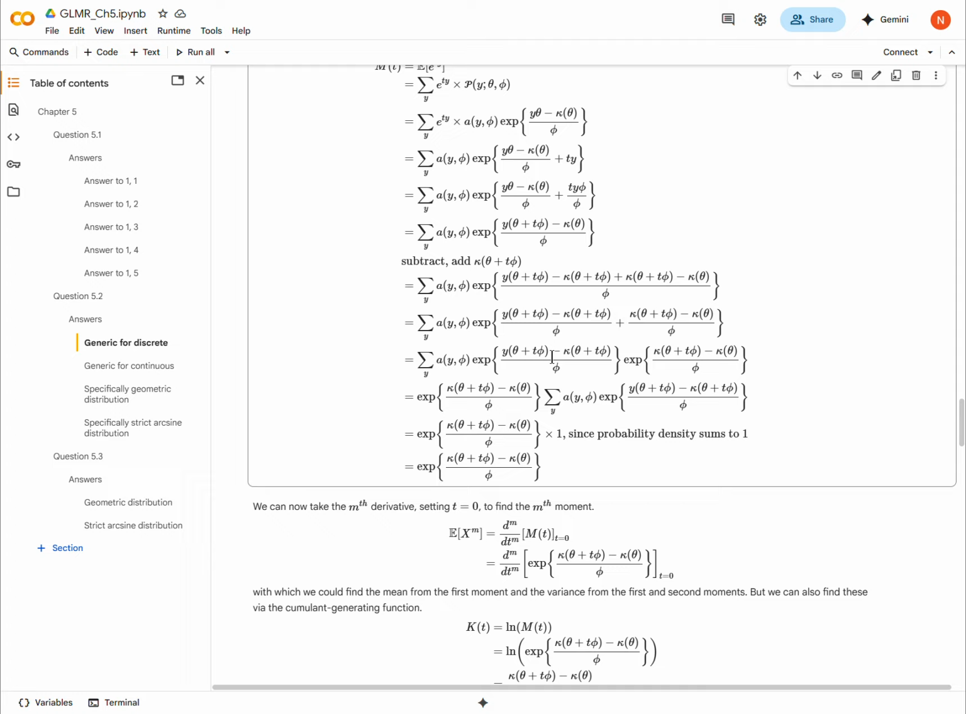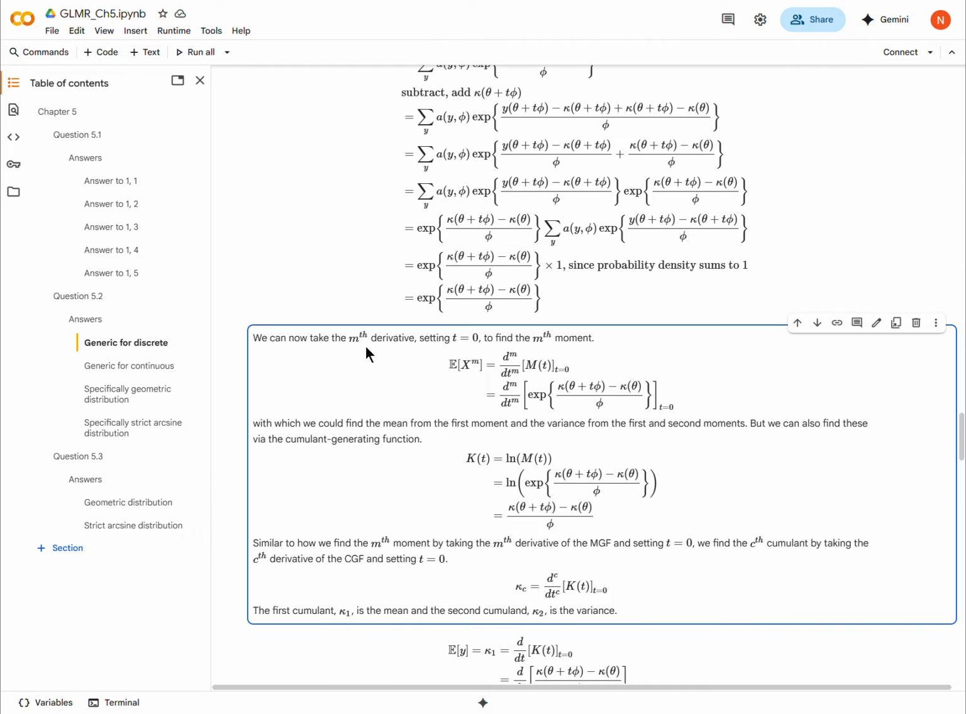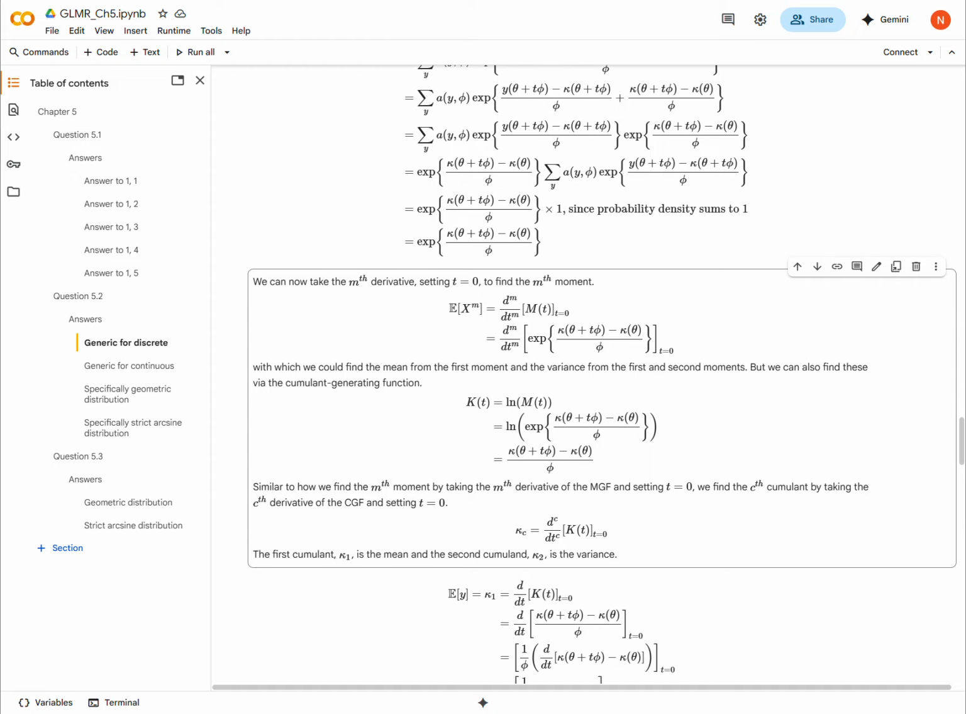Okay. And now to find a particular moment, call it the mth moment, where m is 1 or 2 or whatever, we take the mth derivative of the moment generating function, setting t to 0. Okay, so I hope that makes sense, right?